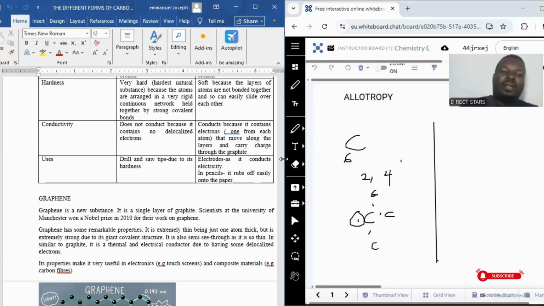Okay. So diamond is used to make your jewelries, and used for making drilling bits due to its hardness. Graphite, on the other hand, is used in making your pencils because it's soft, you can rub it on paper, and it is used in making electrodes because it's a good conductor of electricity.